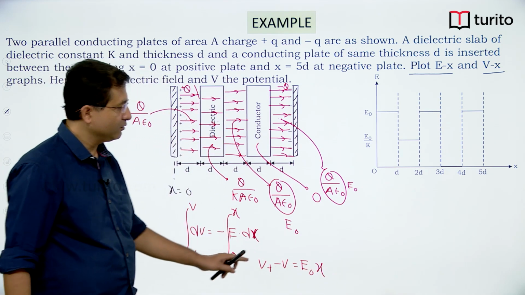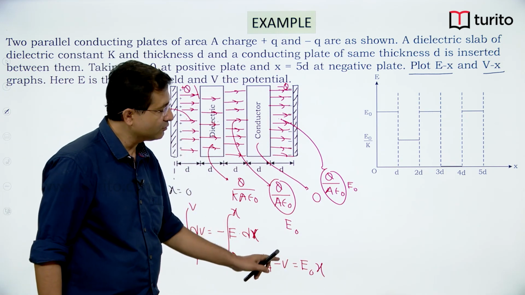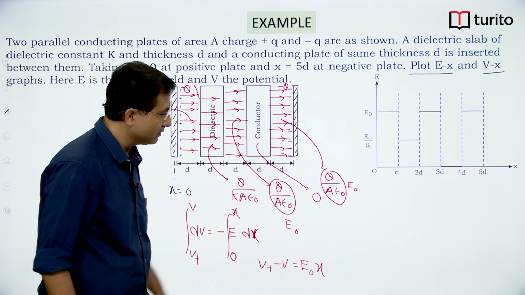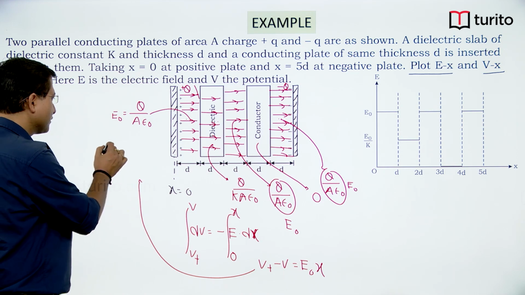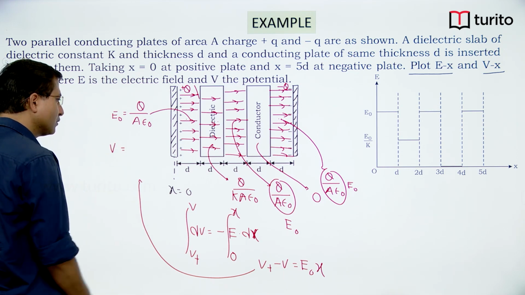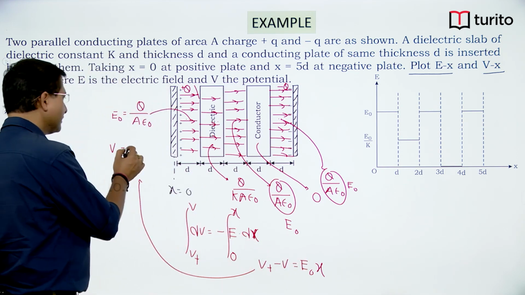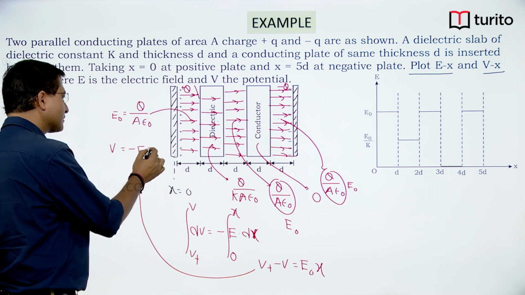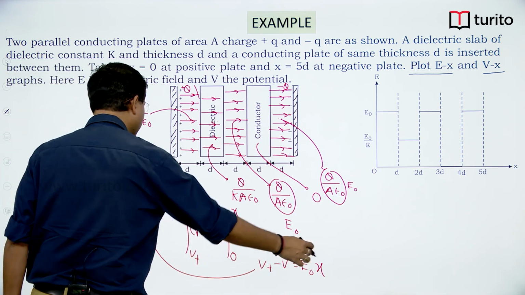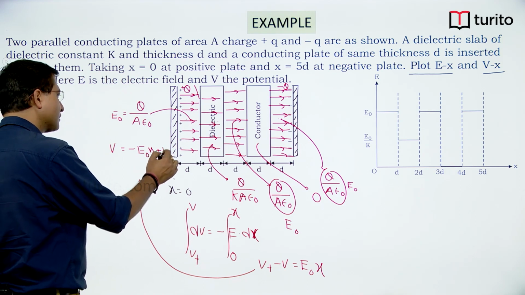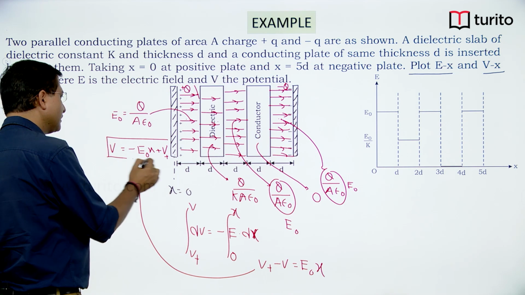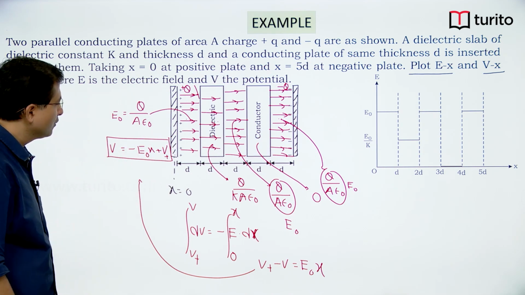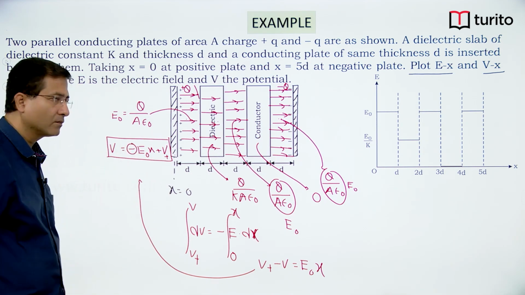So you can see that you are getting a positive, focus on V, I will write it again. So we are getting V is equal to, put the minus sign here, E naught x, and this goes this side, this will be plus V plus. So we are getting the equation of a straight line with negative slope, right.